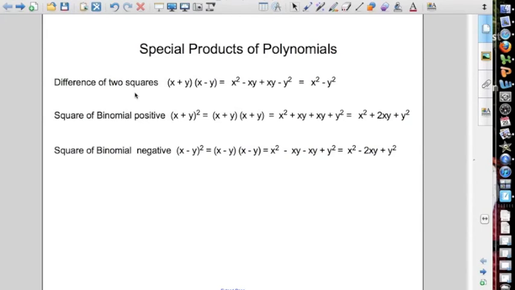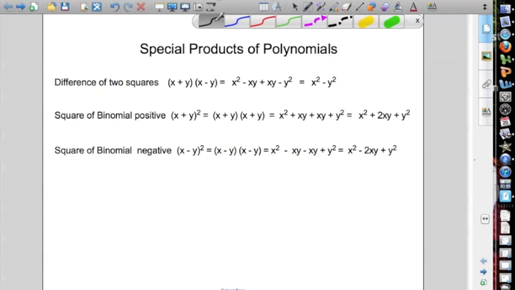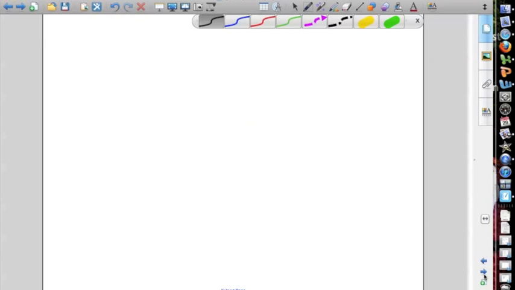Going to talk about special products of polynomials. First we're going to look at the difference of two squares. Then we're going to look at the square of a binomial when it is an addition problem. Then we're going to look at the square of a binomial when it's a subtraction problem. You can see on the screen kind of what we'll be working on. You're looking for this special situation when the two things in the binomial are the same, and one's addition and one is subtraction.